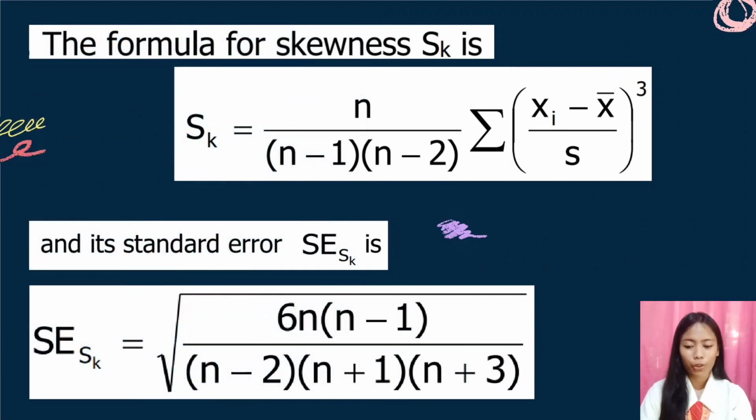The formula for skewness is equal to n divided by (n minus 1) times (n minus 2), multiplied by the summation of (x minus mean divided by standard deviation) raised to the power of 3. And its standard error equals the square root of 6n times (n minus 1) divided by (n minus 2) times (n plus 1) times (n plus 3).